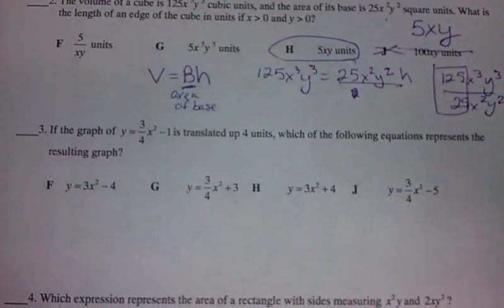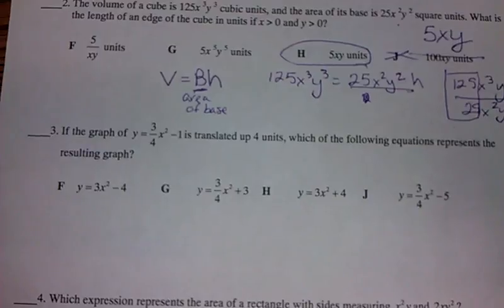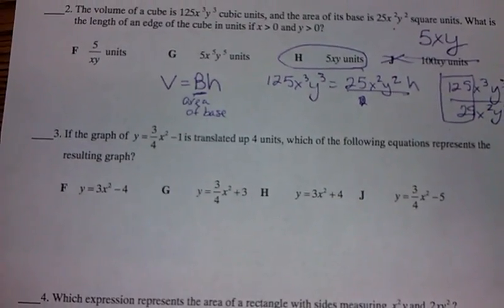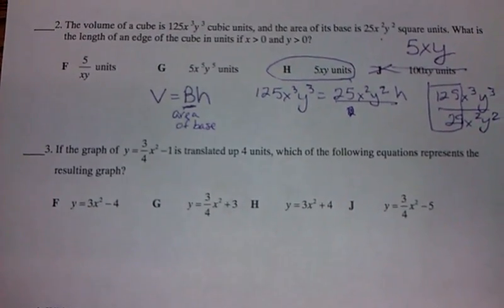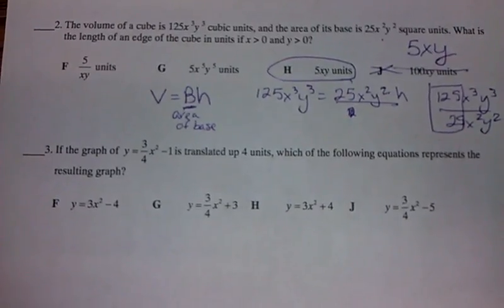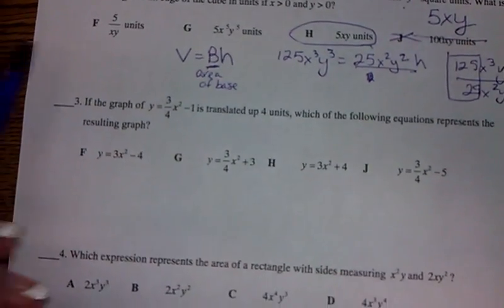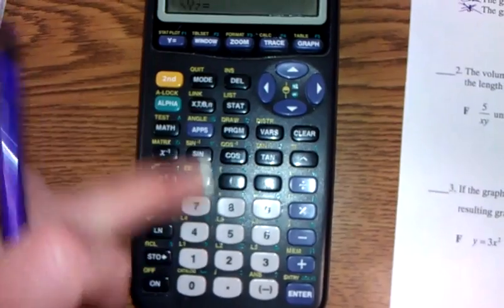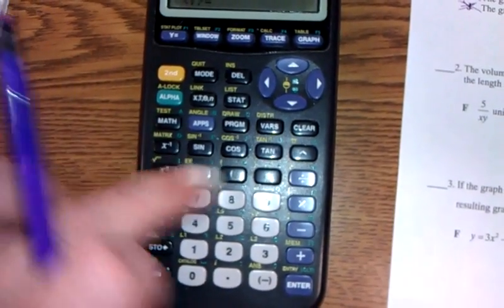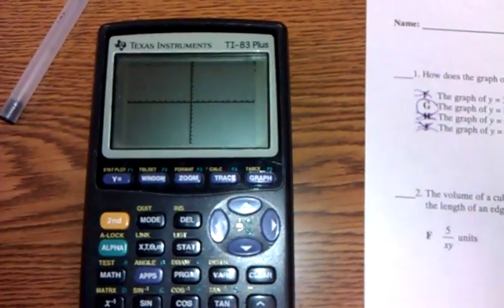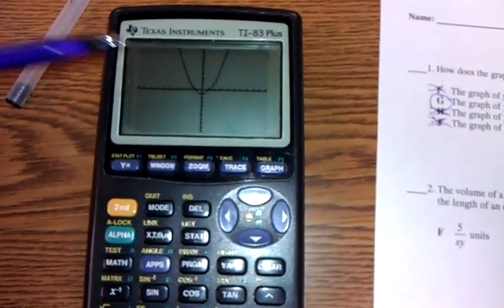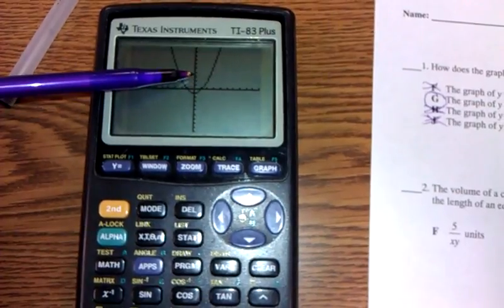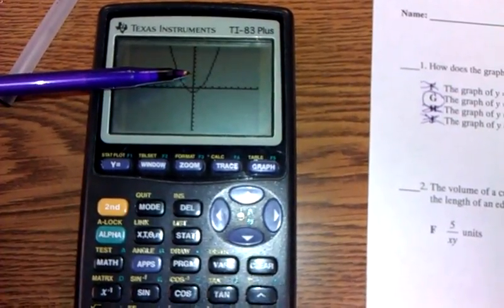Number 3. If the graph of y equals 3/4 x squared minus 1 is translated up 4 units, which of the following equations represents the resulting graph? Okay, now what you could do is go into the calculator, if you wanted to, and put in there 3/4 x squared minus 1, press graph. You can go from here and count up 4 units and find out what that new vertex is.